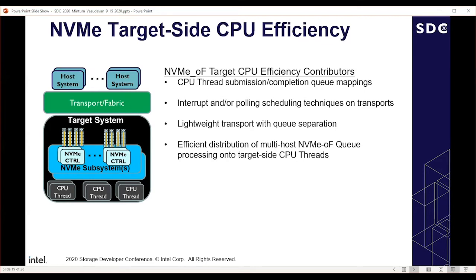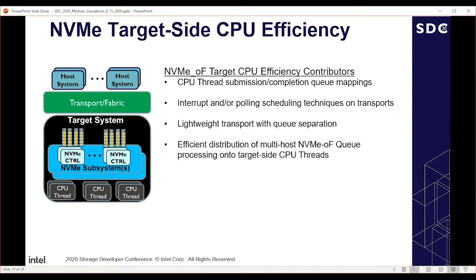Here it's the same thing, where we have CPU thread submission and completion queue mappings, keeping those localized so that you're not having submission requests and completions scattered across different CPU threads. Some of the techniques are the interrupt and polling scheduling techniques, essentially spreading the interrupts around across the CPU threads so that they're not oversubscribing CPU threads. And same with the polling.